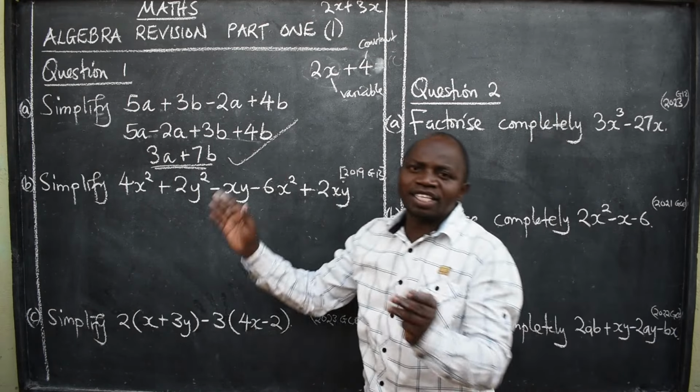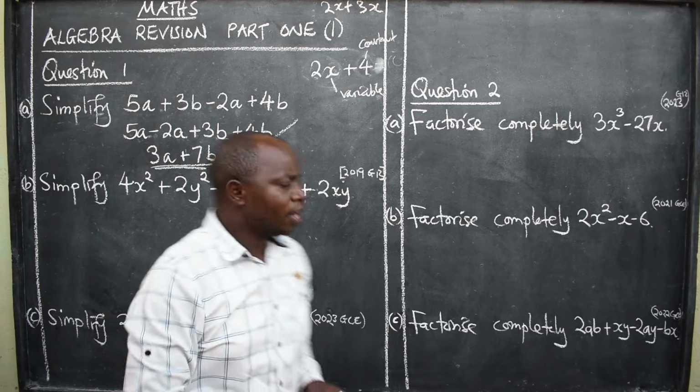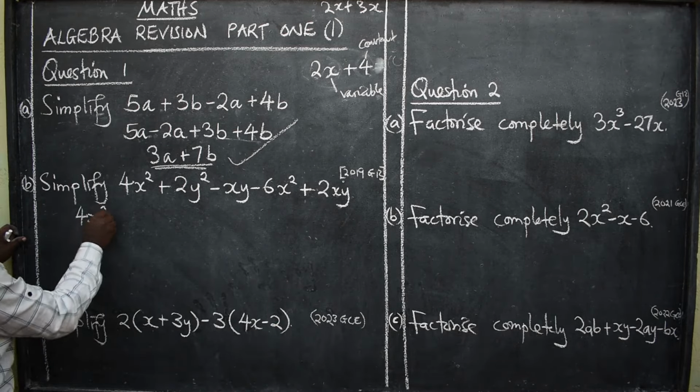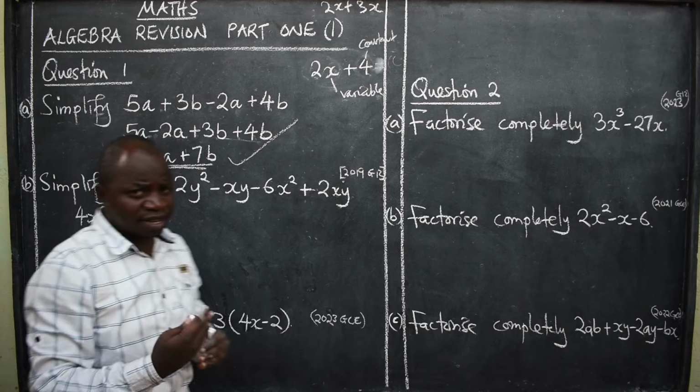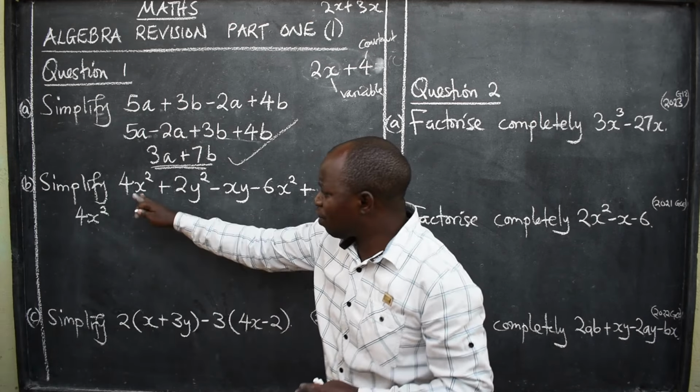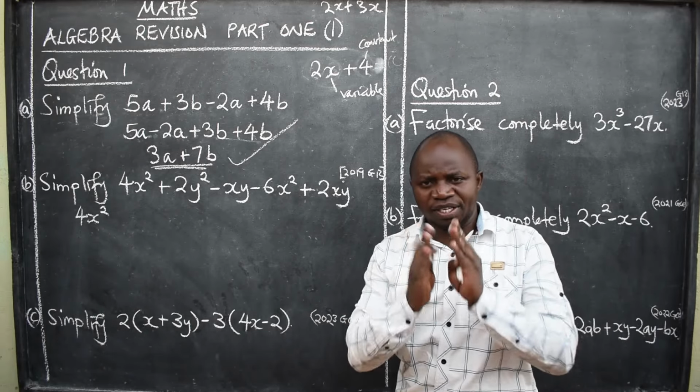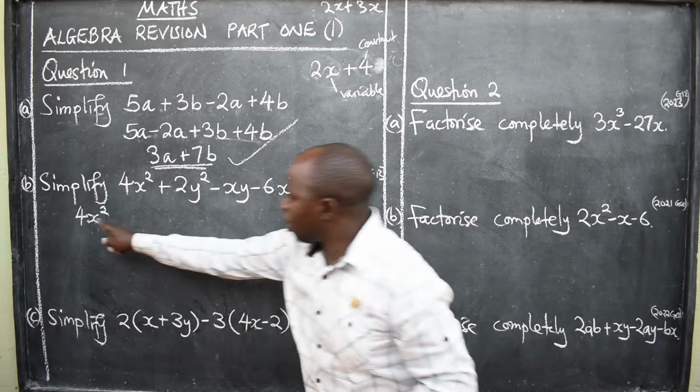You go straight and start grouping them. Okay, so I'll start with the first term, 4x squared. Please copy the correct thing. Copy the correct terms the way they are written in your final exam paper. So we have 4x squared.